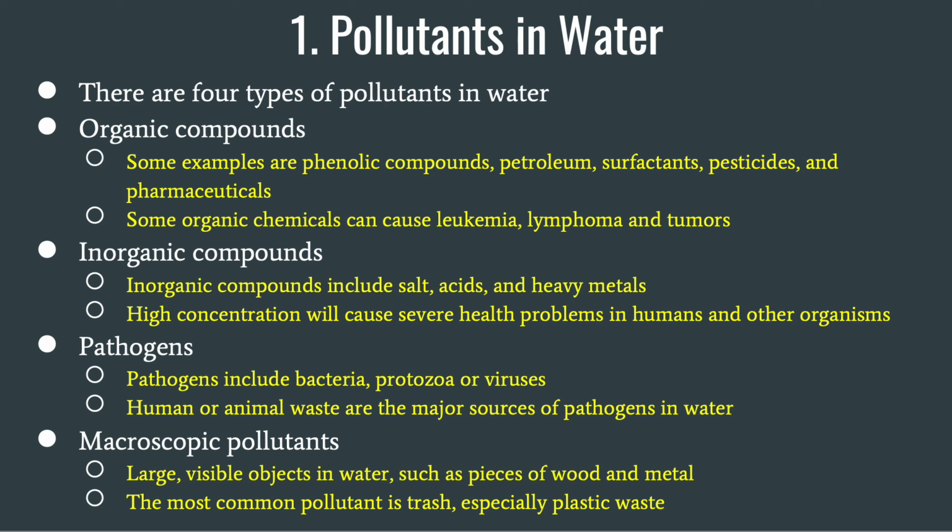Inorganic compounds include salt, acids, and heavy metals. High concentration will cause severe health problems in humans and other organisms. Pathogens include bacteria, protozoa, or viruses. Human or animal waste are the major sources of pathogens in water. Macroscopic pollutants are large visible objects in water, such as pieces of wood, metal, and plastic waste. The most common pollutant is trash, especially plastic.